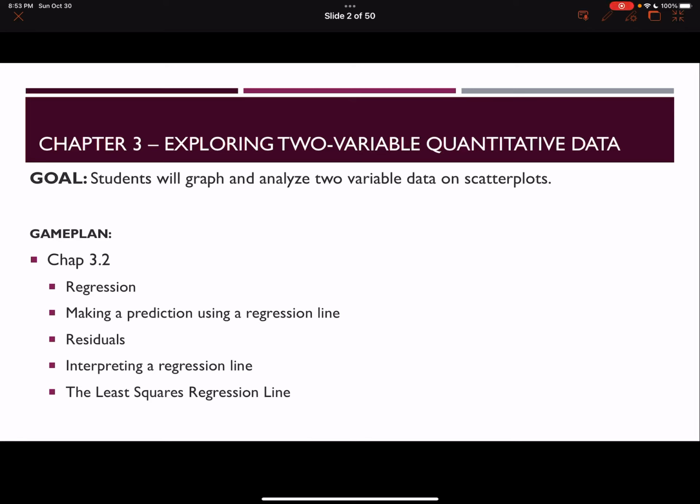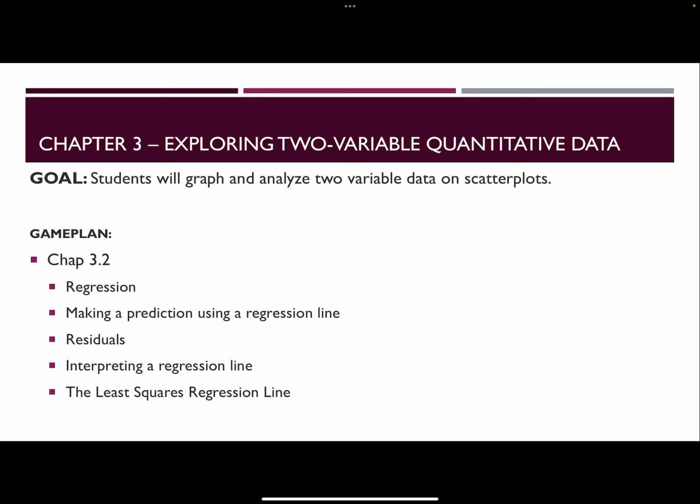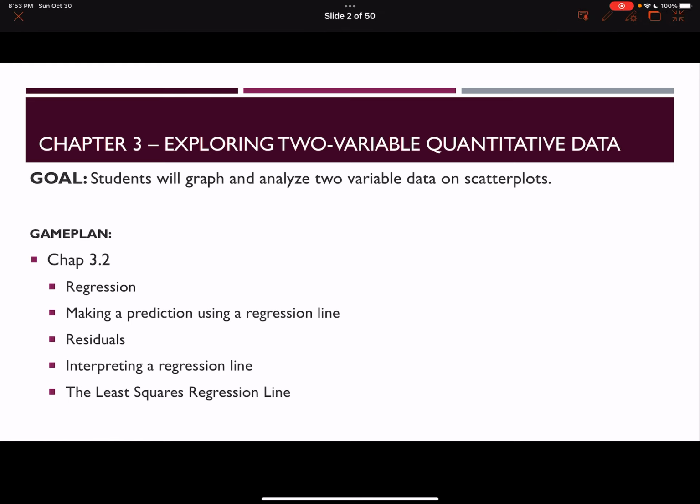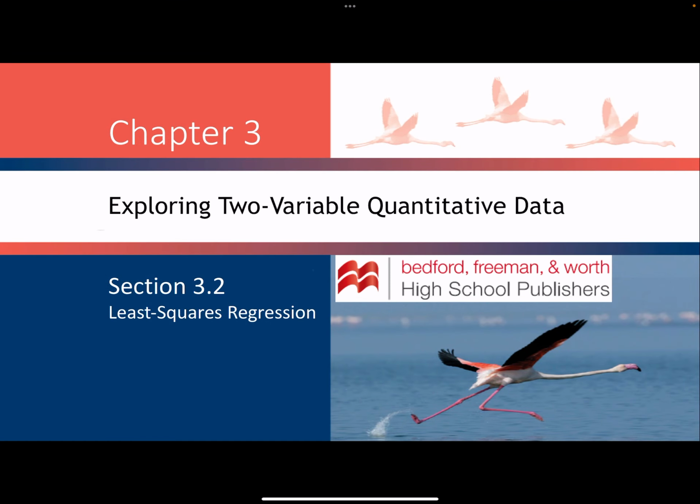Hello. So today we're going to talk about chapter 3.2, and we're going to talk about our scatter plots and specifically what happens when we have linear scatter plots. And we're going to come up with what's called the least squares regression line, the line that kind of goes through the center of all of our data and best describes the data. So chapter 3.2 is called least squares regression.